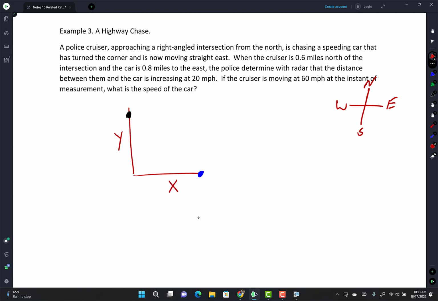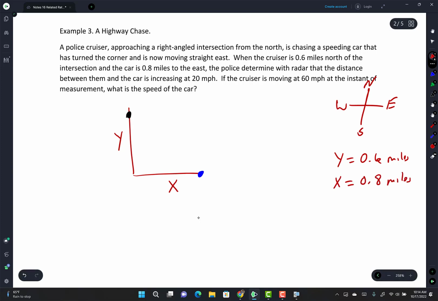Are we okay with that? When the cruiser is 0.6 miles north of the intersection, so Y is 0.6 miles, and the car is 0.8 miles to the east, so X is 0.8. Oh, they're being nice to us. The police determined with radar that the distance between them and the car is increasing at 20 miles per hour. What distance? This distance. This is a right-angled intersection. That distance, I'm going to call that Z.